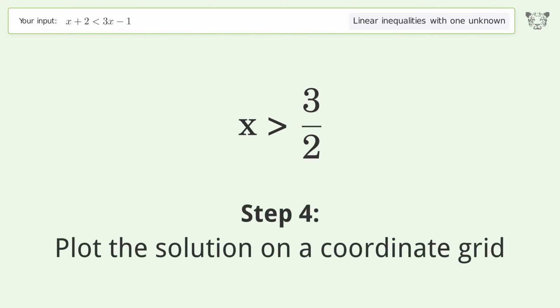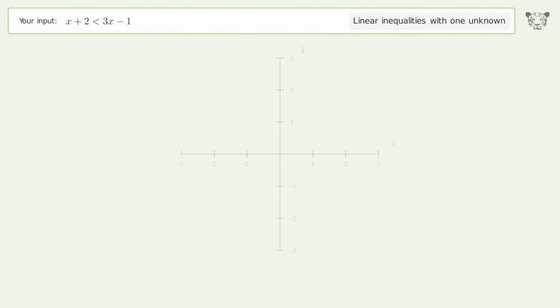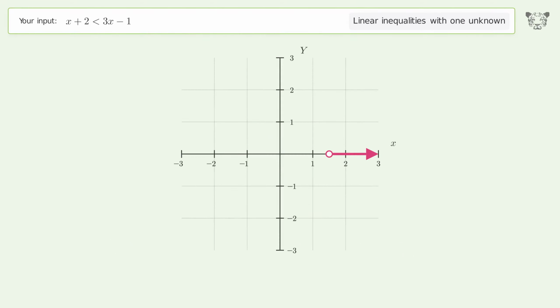Plot the solution on a coordinate grid. And so the final result is x greater than 3/2 greater than 11/2.